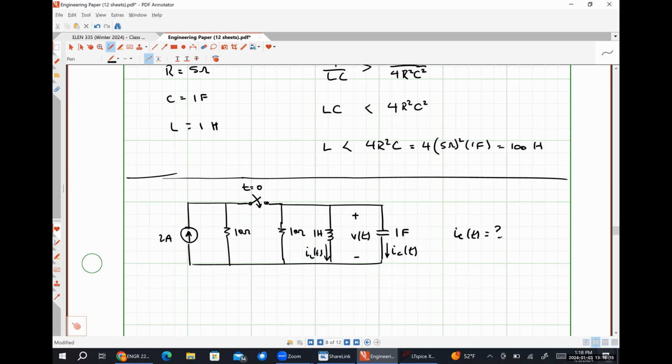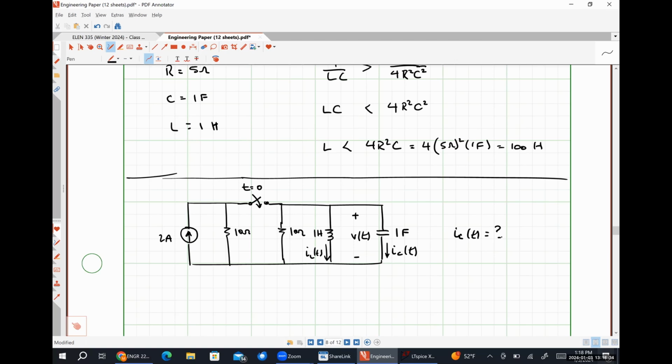Just the inductor and capacitor that have to be in parallel with each other or series? Nope, the resistance has to be in either, so if it's a series RLC circuit, the resistance has to be in series as well. If it's a parallel RLC circuit, the resistance has to be in parallel as well.